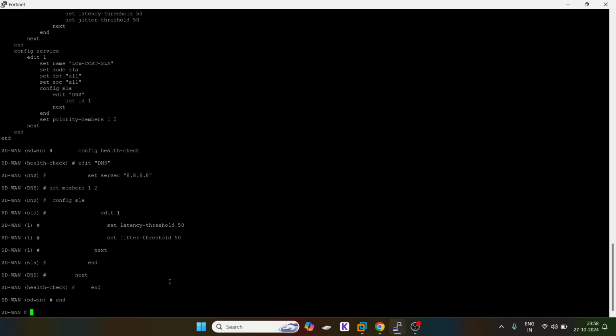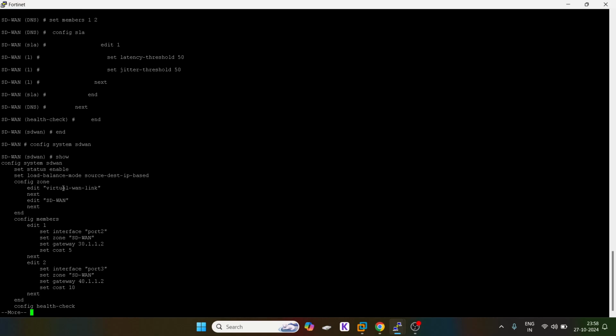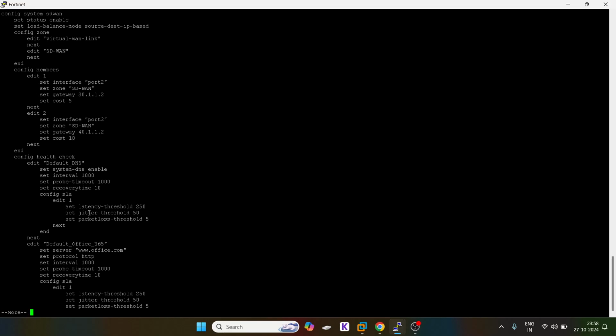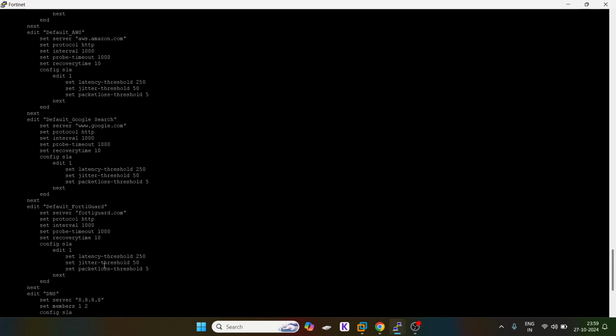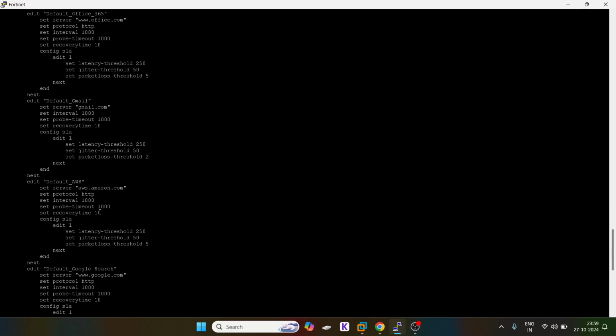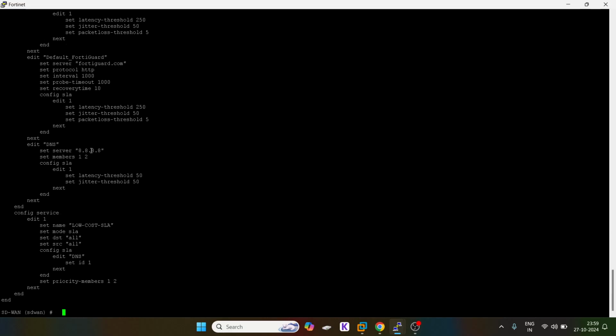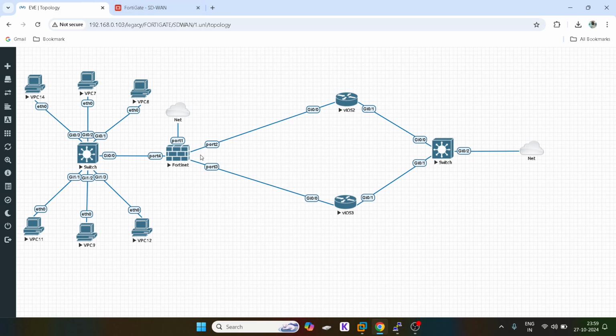Now I will show you the configuration. SD-WAN. You guys can see we have configured a service which is having all members 1 and 2, and we have configured global DNS as well. So this is for SLA. Now by default, all the traffic will go via port 2 only.